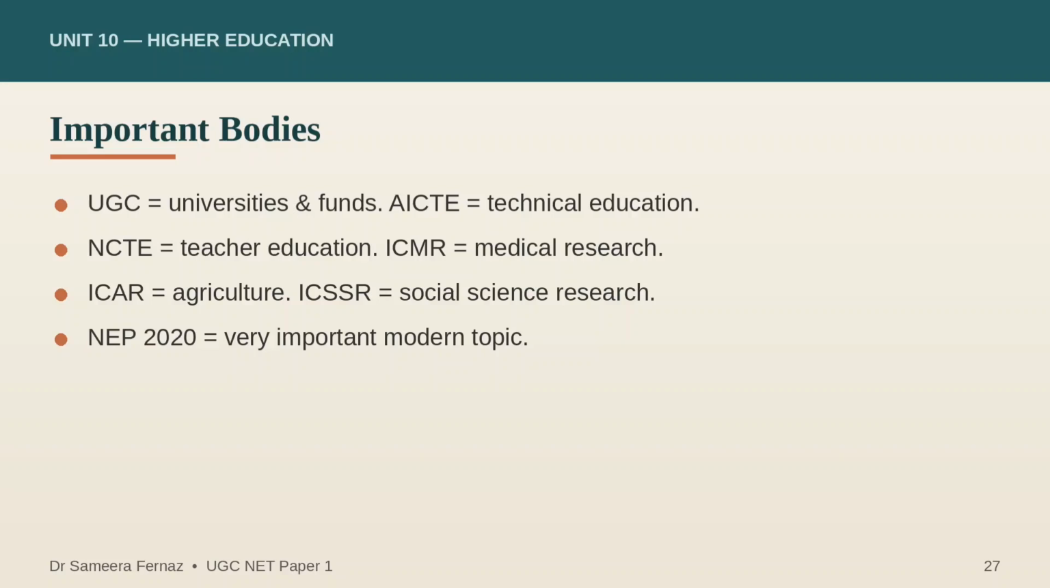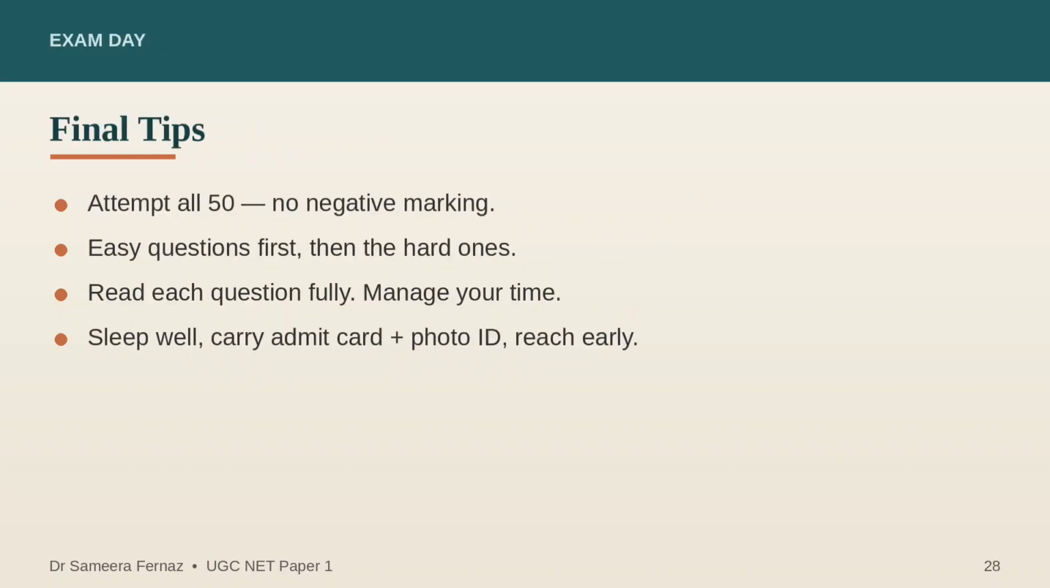Also know the types of universities: a central university, a state university, a deemed university and a private university. And also remember the National Education Policy 2020, called NEP 2020. It is a very important and modern topic. Questions on NEP 2020 are coming more and more. Also know about the ancient Indian universities like Nalanda and Takshila. They were famous centers of learning long ago. This unit is short and easy. Just remember the full forms of the main bodies and you are ready.